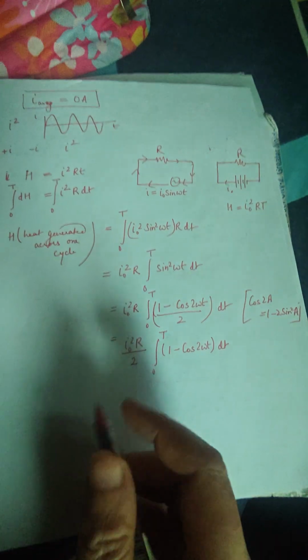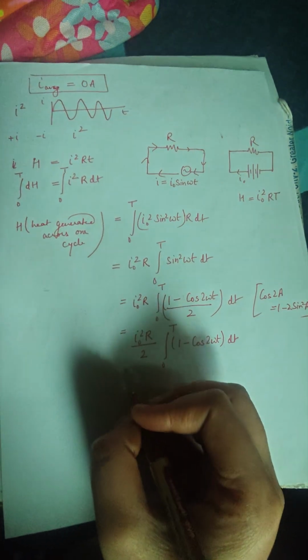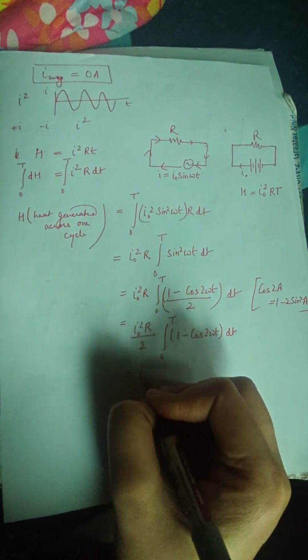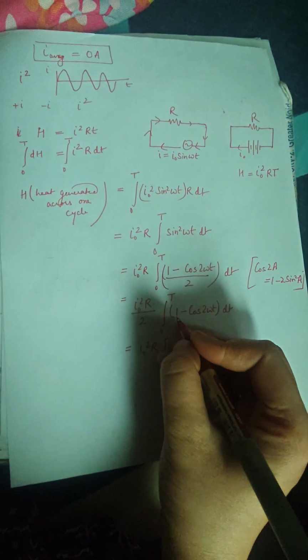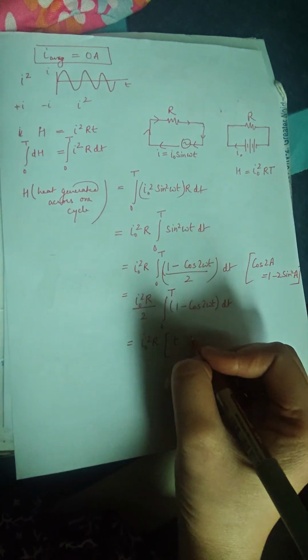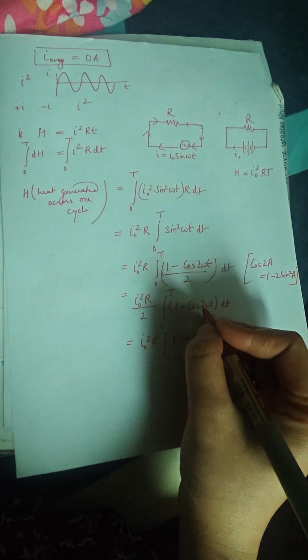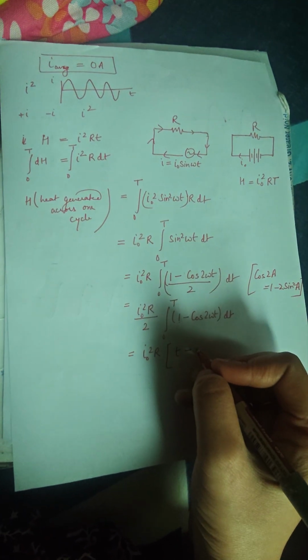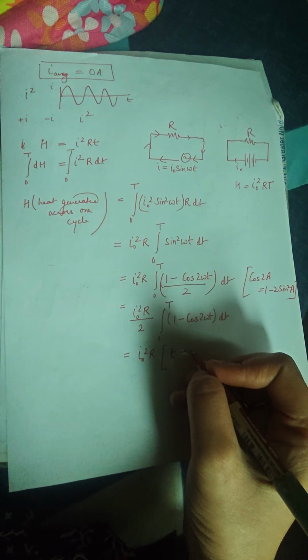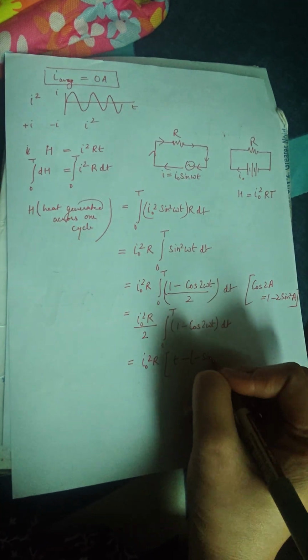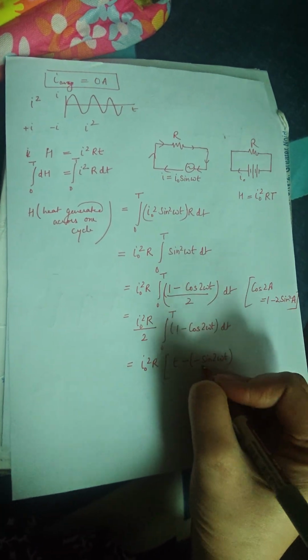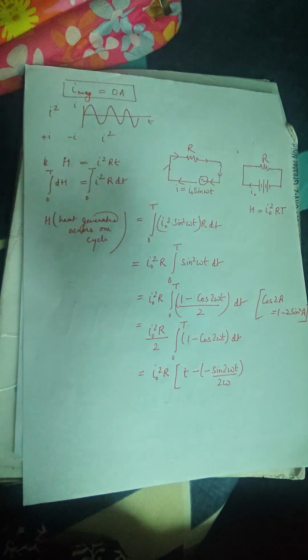Okay, so I'm trying to simplify it, that's why I'm not adding phi here. Now I naught square R, integration of 1 would be t, and integration of cos 2 omega t will be minus sine 2 omega t upon 2 omega.